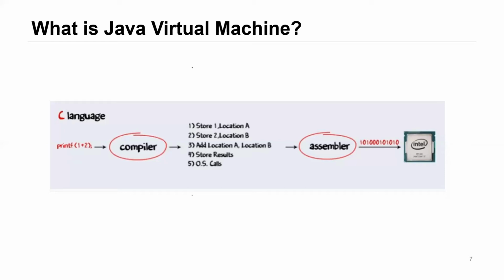Then we have the assembler. The assembler will then turn the assembly language into binary codes. And this time, the binary codes will be processed by your computer's processor. And that's the time the computer understands what you want to do.